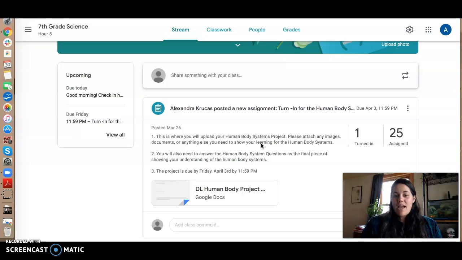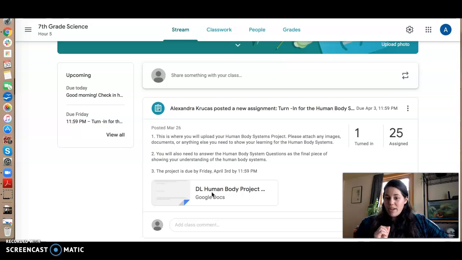You have space to attach any images or documents or anything you need to show your learning for the Human Body System project. There is also an assignment here called the Human Body Project questions. There are 3 questions that you are responsible for answering individually. So even if you worked with a partner on this assignment, you have to answer these questions on your own.